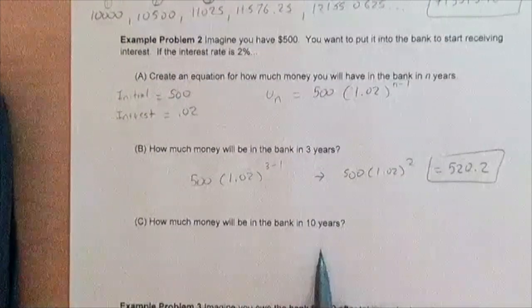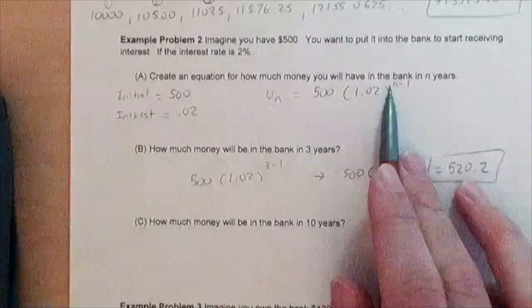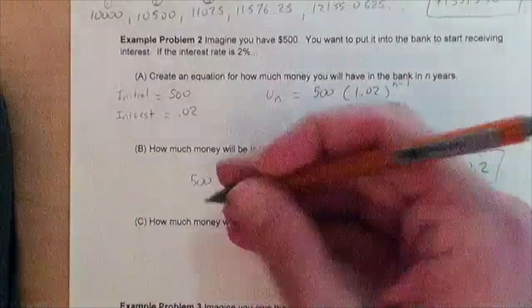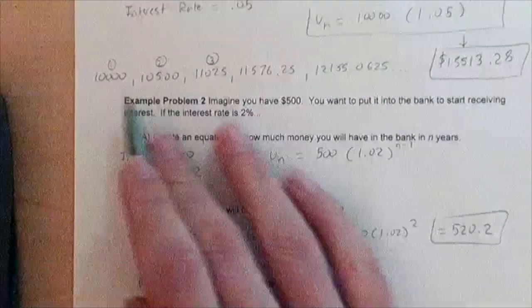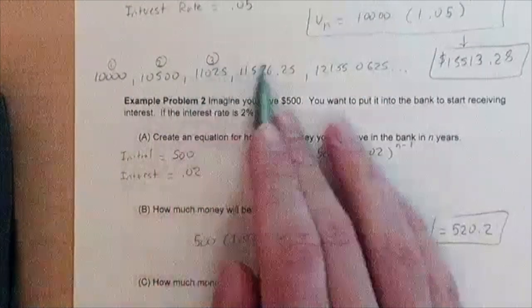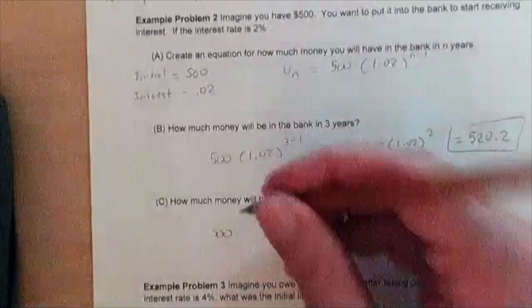And then we can do the exact same thing for 10 years, right? Instead of plugging in 3, we're going to plug in 10. And hopefully you can visualize this sequence, right? If you put your money in the bank, it's steadily going to go up with time. You just can't touch it.